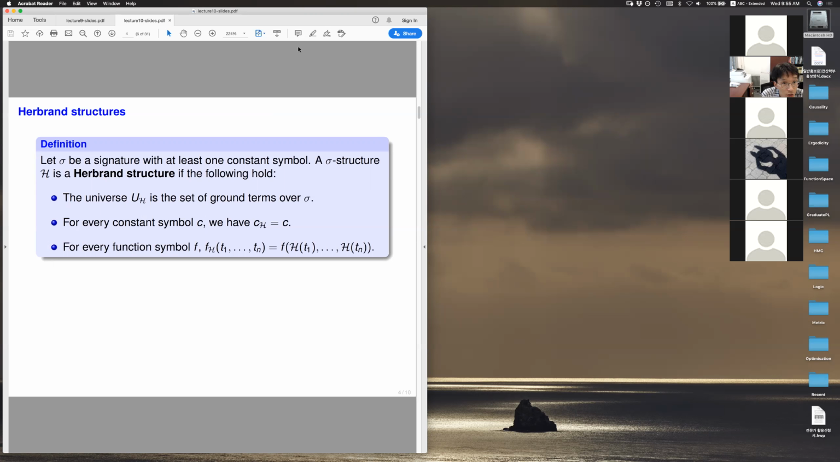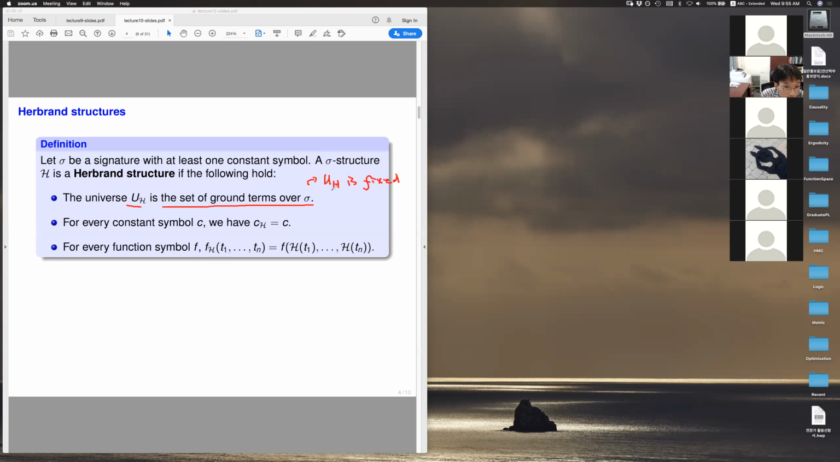The first condition is saying that the underlying universe U under the signature is the set of ground terms over sigma. So in a sense, the universe is fixed. It has to be the set of ground terms over sigma. This set of ground terms is exactly what you saw in the previous slide. So this means U_H is fixed, so there is no flexibility. Every Herbrand structure over the same sigma should have exactly the same underlying universe.